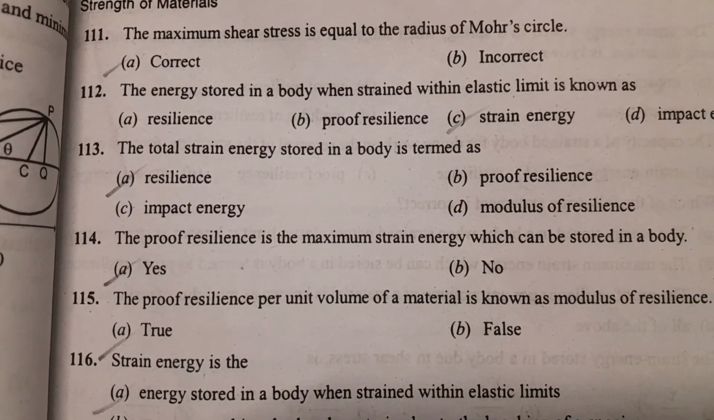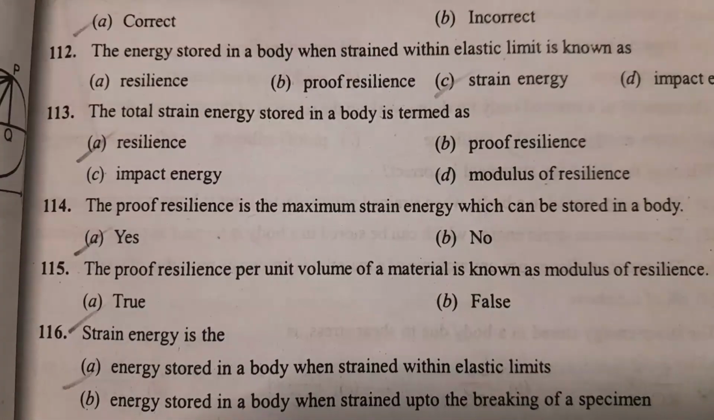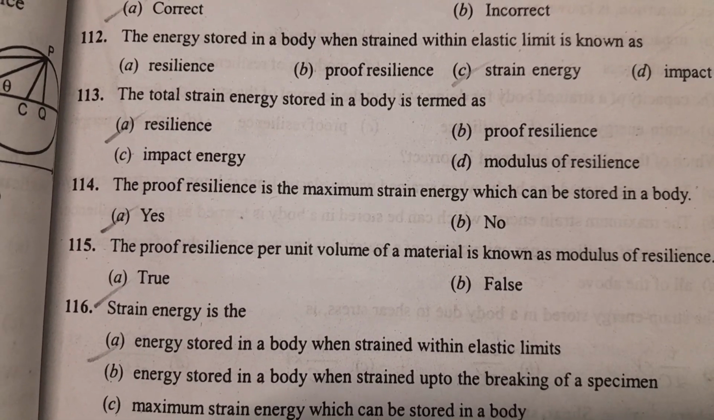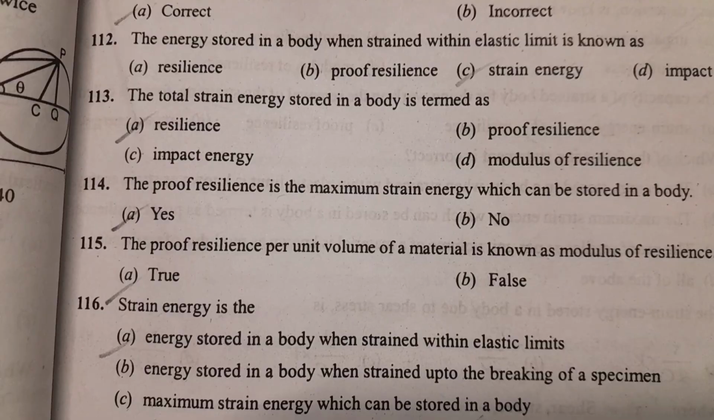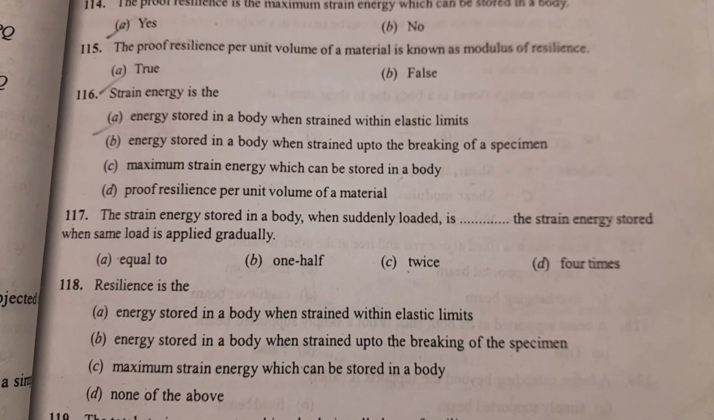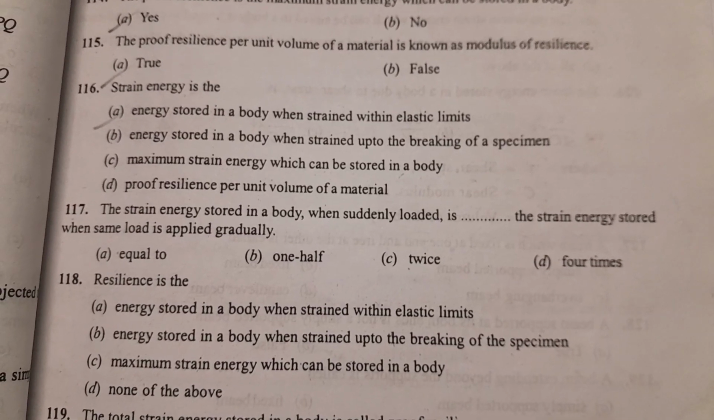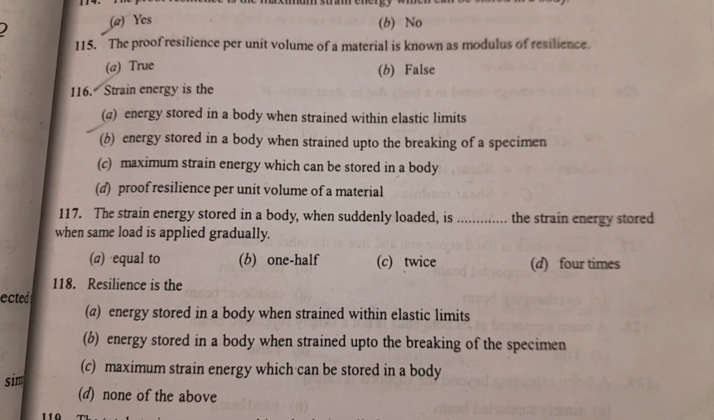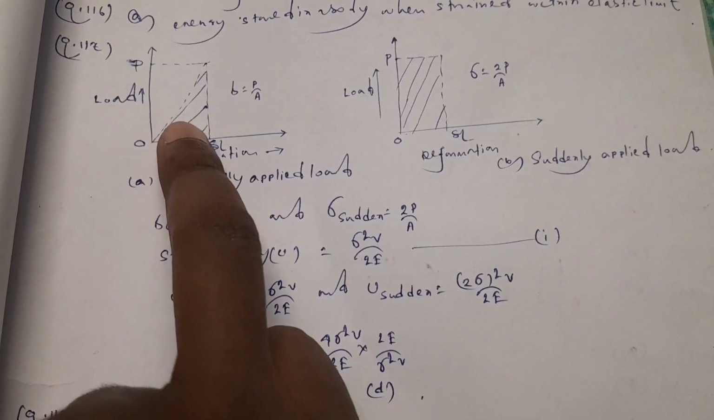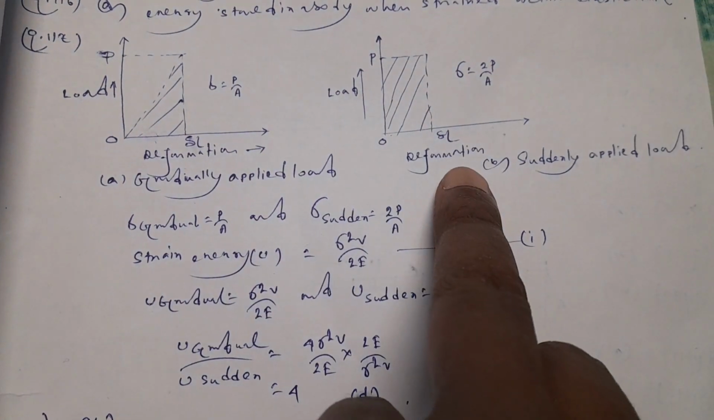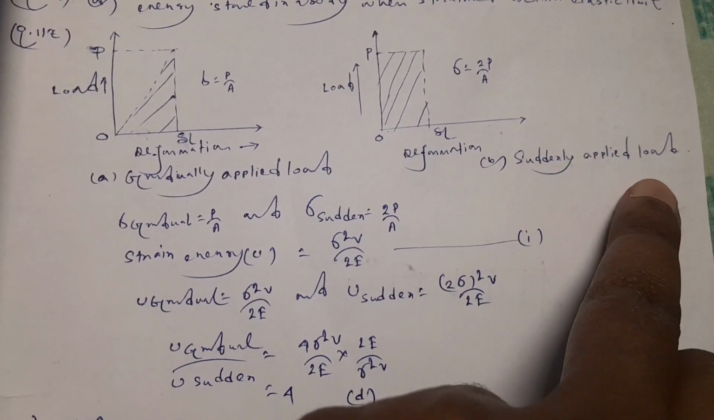Next question 116. Strain energy is the. Option A is the correct answer, energy stored in a body when strained within elastic limits. Next question 117. The strain energy stored in a body when suddenly loaded is option A equal to, option B 1/2, option C twice, option D 4 times. The body subjected to gradually applied load. This is the graph of a body subjected to suddenly applied load.